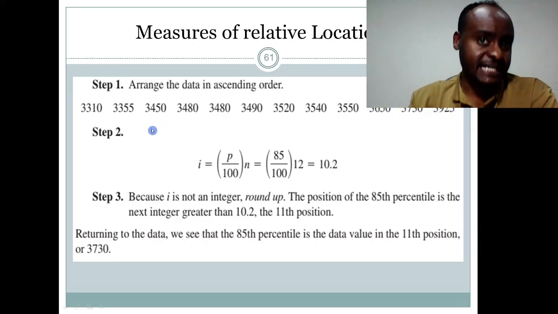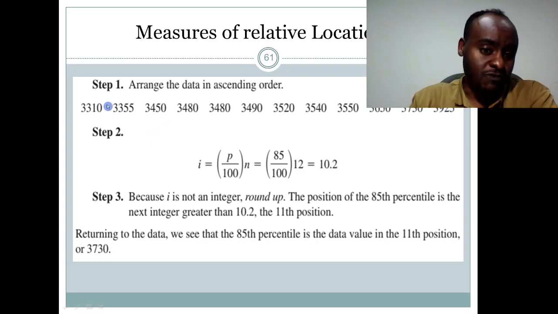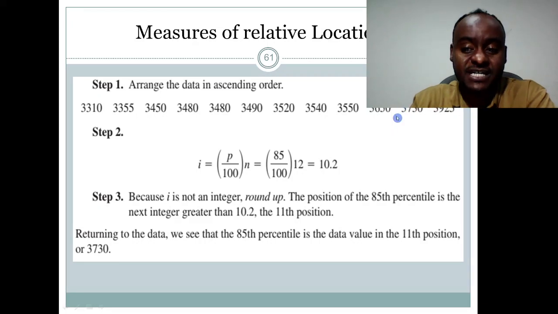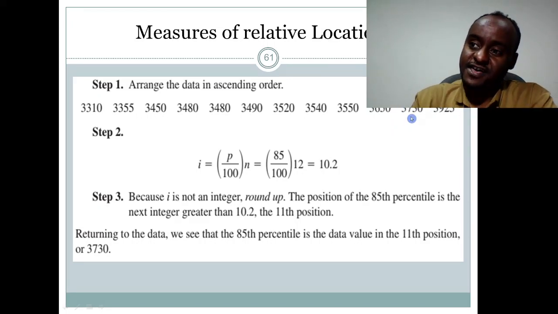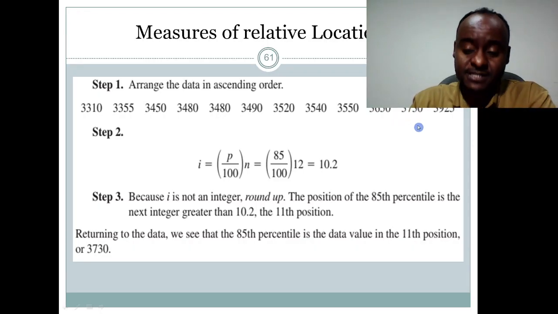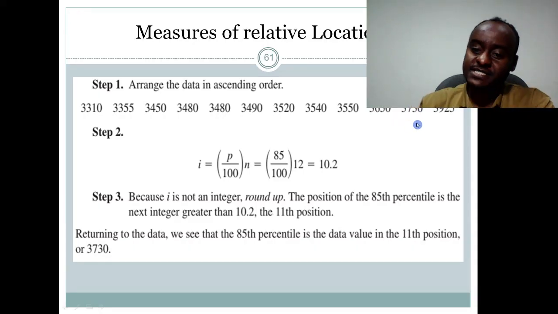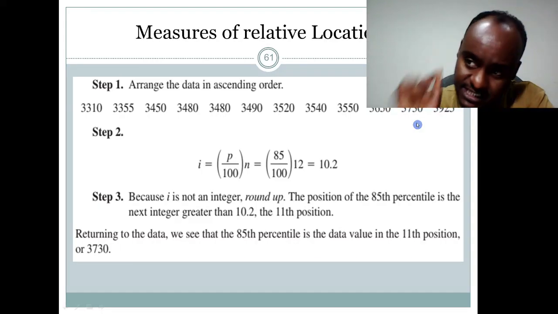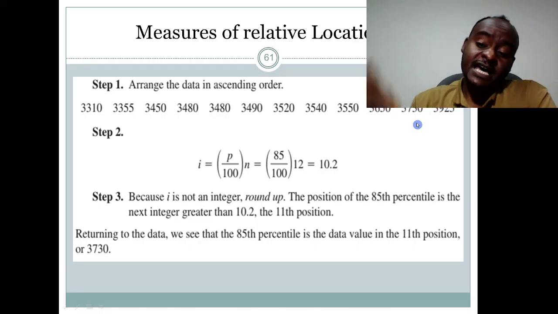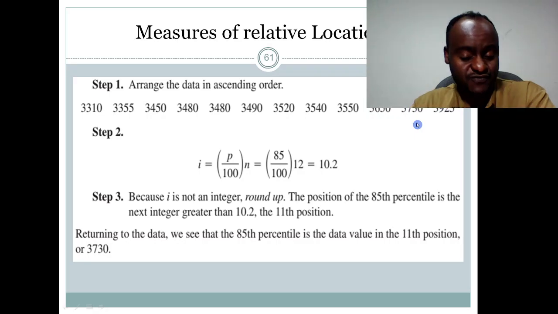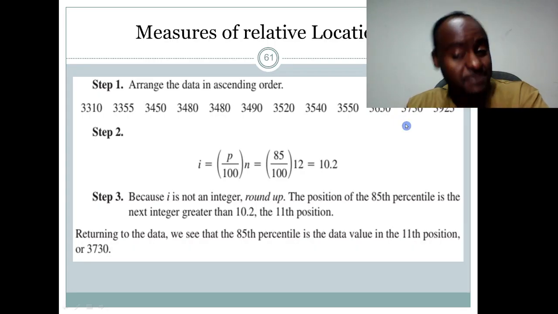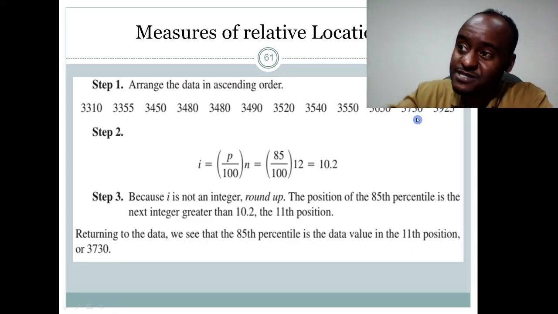Let's count the 11th position. This is the first position, second, third, fourth, fifth, sixth, seventh, eighth, ninth, 10th, 11th. The 11th is this one. Therefore, 3730 is the 85th percentile. Now the interpretation is like this: 85% of the observations are less than or equal to 3,730.